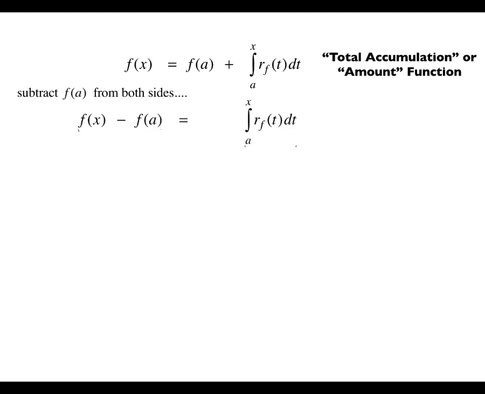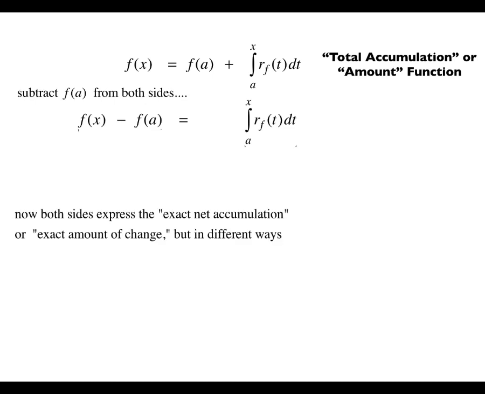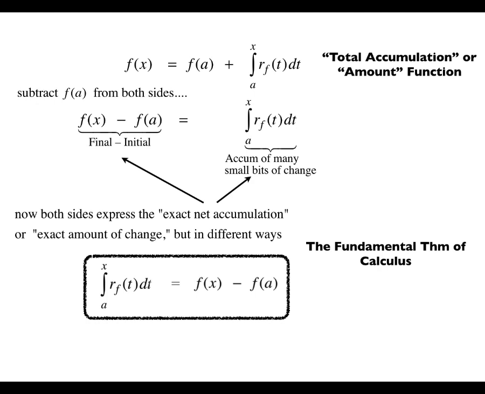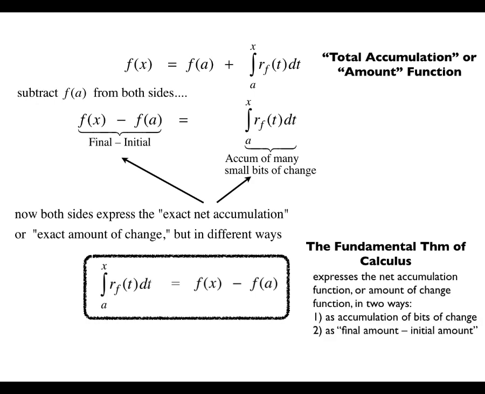If we subtract f of a from both sides, we are expressing exact net accumulation, or amount of change, in two different ways. This side is expressing it as final minus initial, and this side is expressing it as an accumulation, a sum of bits of change, but they're both expressing net accumulation. And so that's our fundamental theorem of calculus, which we worked all semester to build. It expresses the net accumulation, or amount of change, in two ways: as an accumulation of bits of change and as final amount minus initial amount.